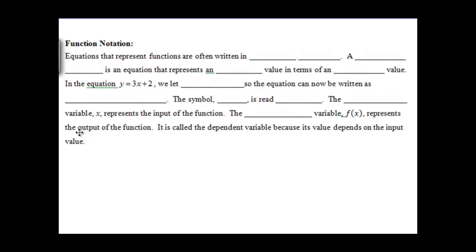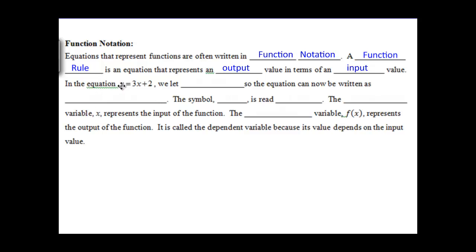So function notation. Equations that represent functions are often written in what's called function notation. So a function rule, the rule that we go by, is an equation that represents an output value in terms of an input value. So in other words, we're going to take an input and plug it into some type of equation, and then hopefully chug out the answer and get an output.